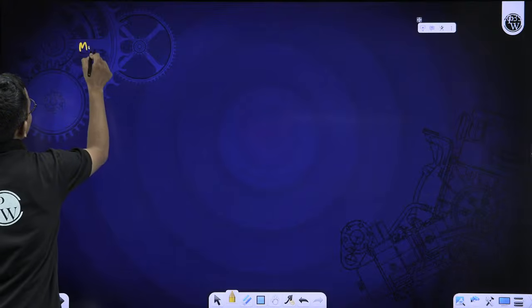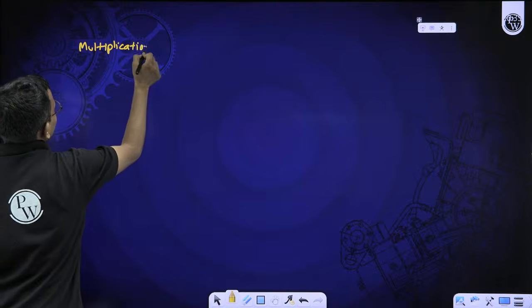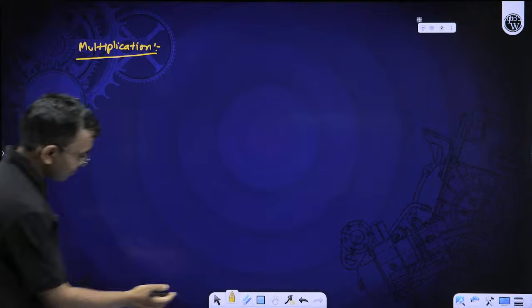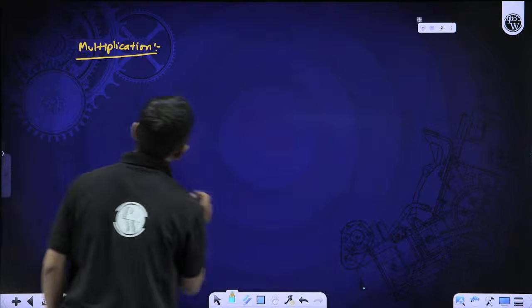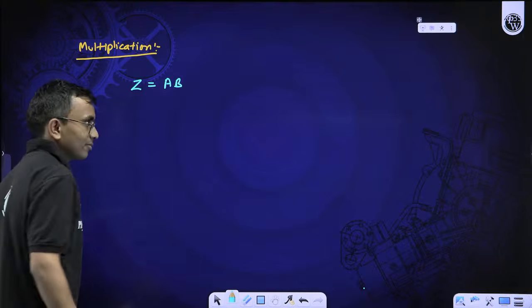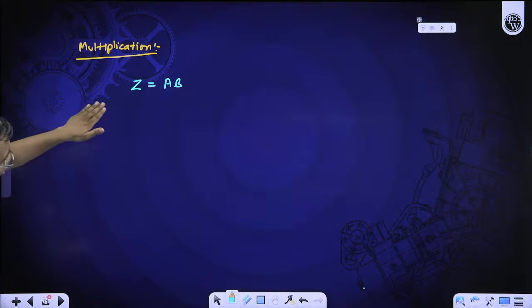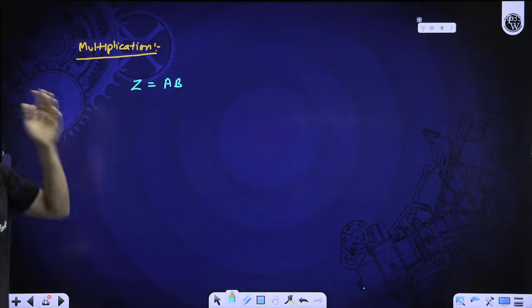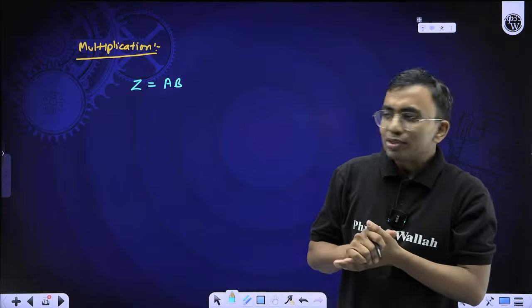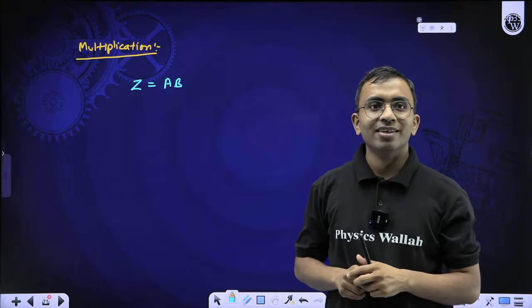Then multiplication. Multiplication part, let us take my z is equal to a into b. a is a plus minus delta a, b is b plus minus delta b. I need to find how much error will be there in z. There are two ways. One is you go by simple method, or another is you just differentiate and find the relation between the error parts.